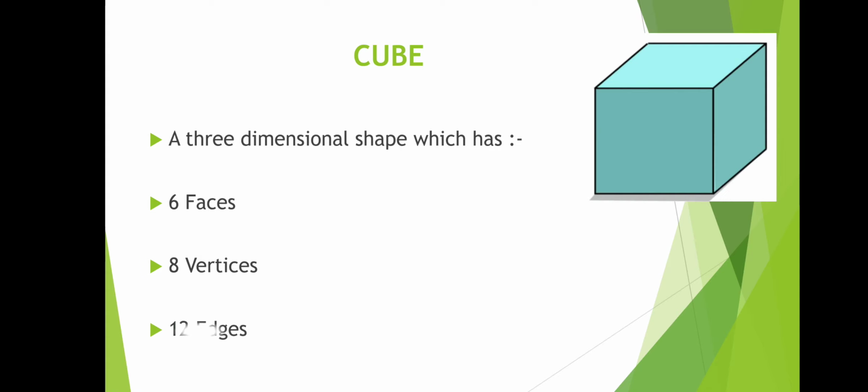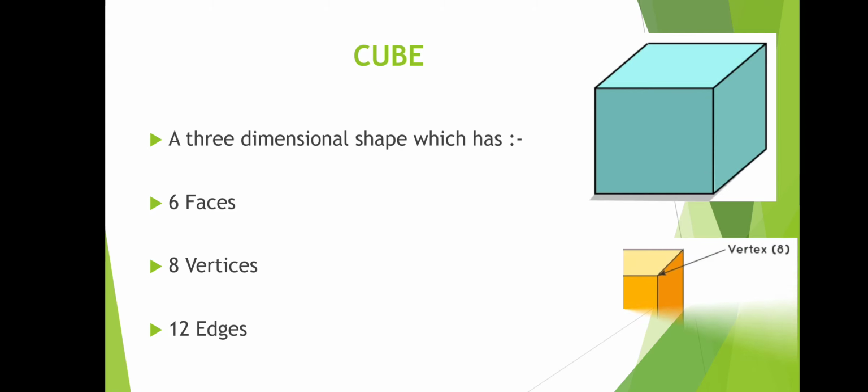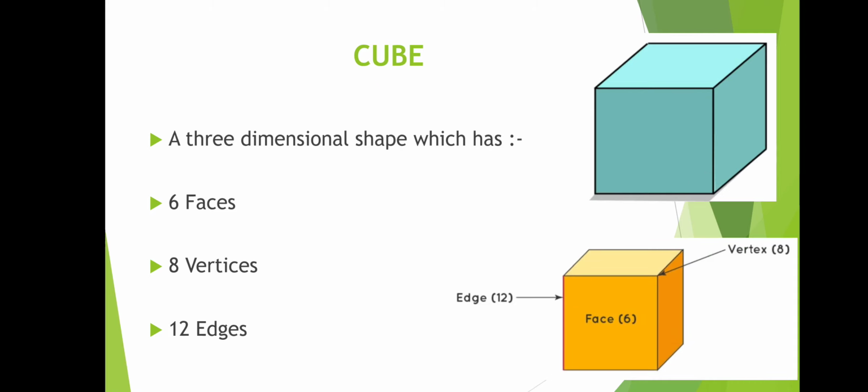A cube has 8 vertices and 12 edges. Vertices are the corner parts. So there are a total of 8 vertices, 4 on the upper side and 4 on the lower side, and it has 12 edges. If you see the picture, you will easily understand the edges, the corners and this part makes the face. So there are 6 faces, 8 vertices and 12 edges.